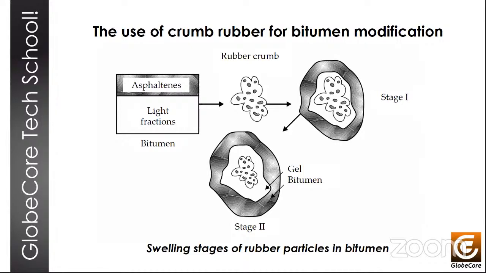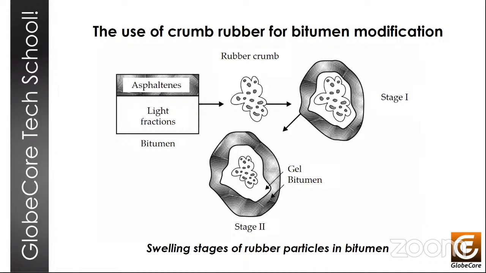Some other reasons are the low cost of the modifier, because the cost of the rubber crumb is on average about 5 to 10 times less than the cost of rubber and polymer additives such as SBS. We also get a pretty high quality of the modified bitumen. The bitumen modified with rubber crumb is not at all inferior to the quality of bitumen modified with synthetic rubber.